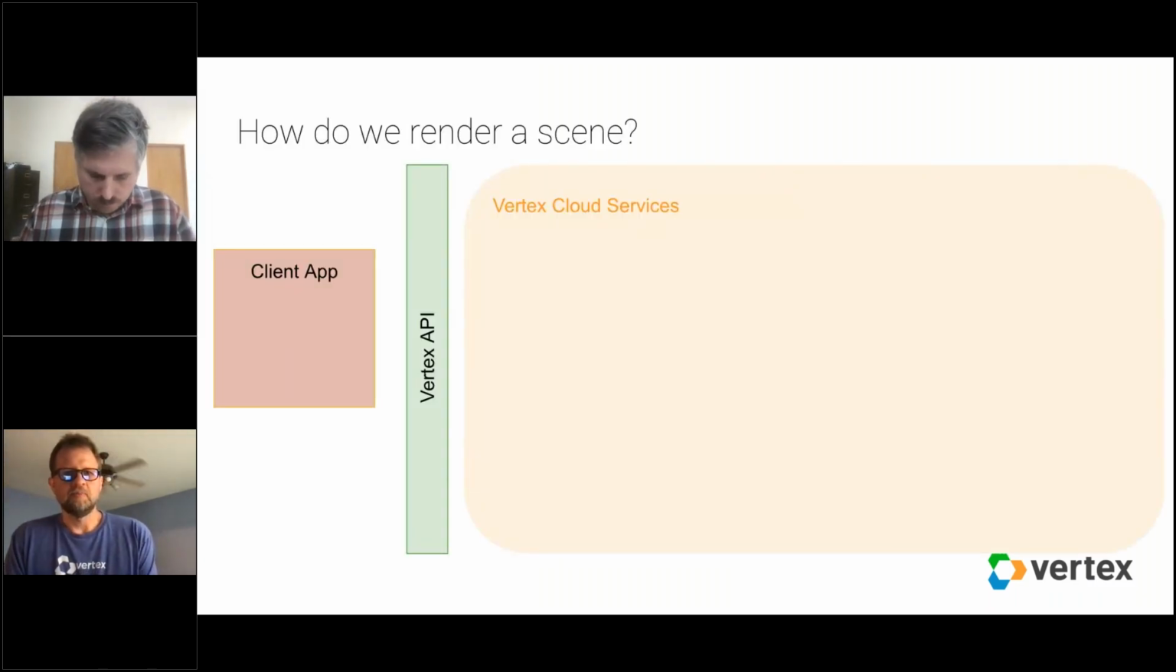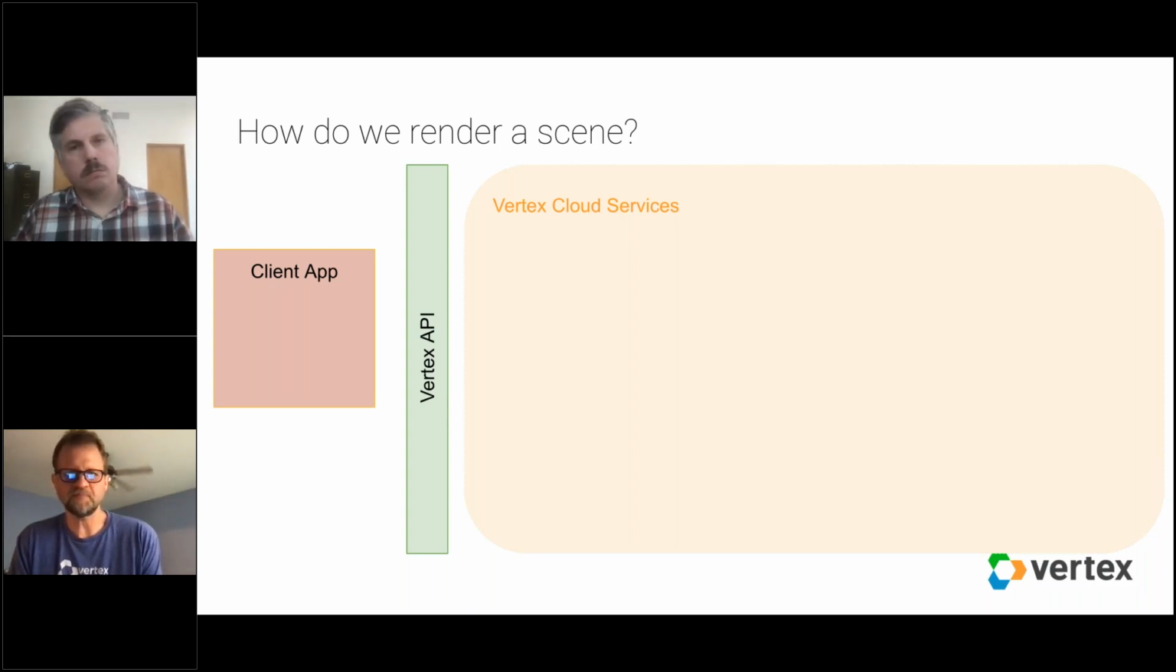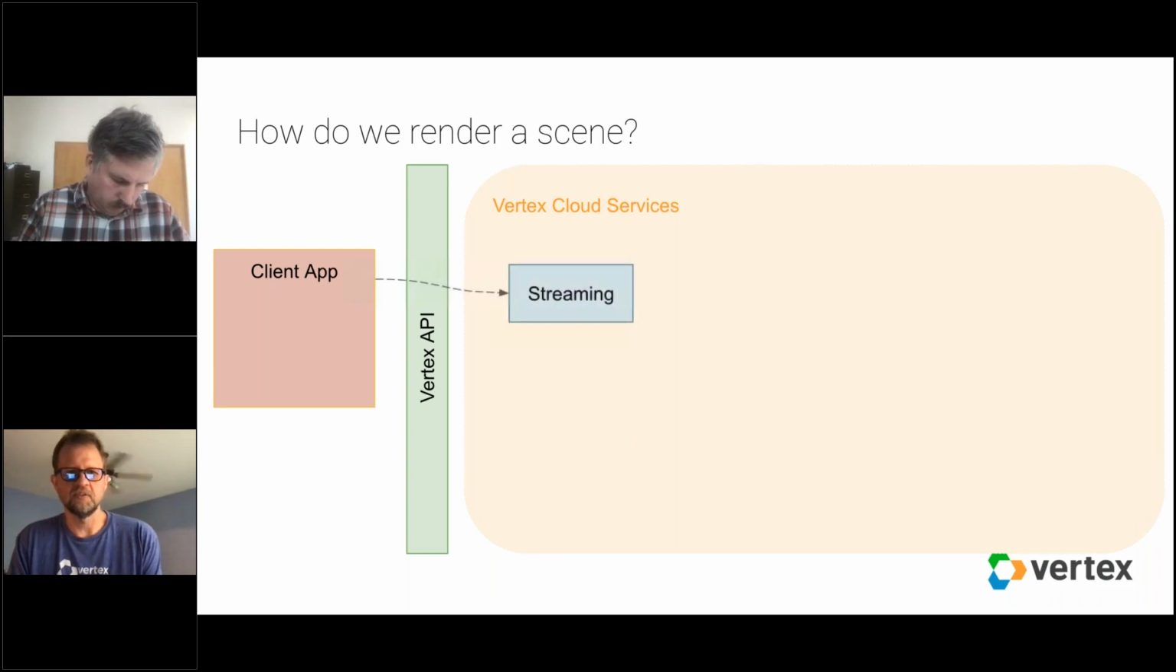So how does this all work in practice? We start with a client application. This could be a JavaScript web app that's running inside of your browser. This could be an app running natively on your phone or your tablet. That application will establish an HTTP connection with the Vertex REST APIs to begin a rendering session. The app is then connected with a streaming service within our cloud environment. The service handles all the rendering client communication and the data streaming with the client application, and it does this all securely.